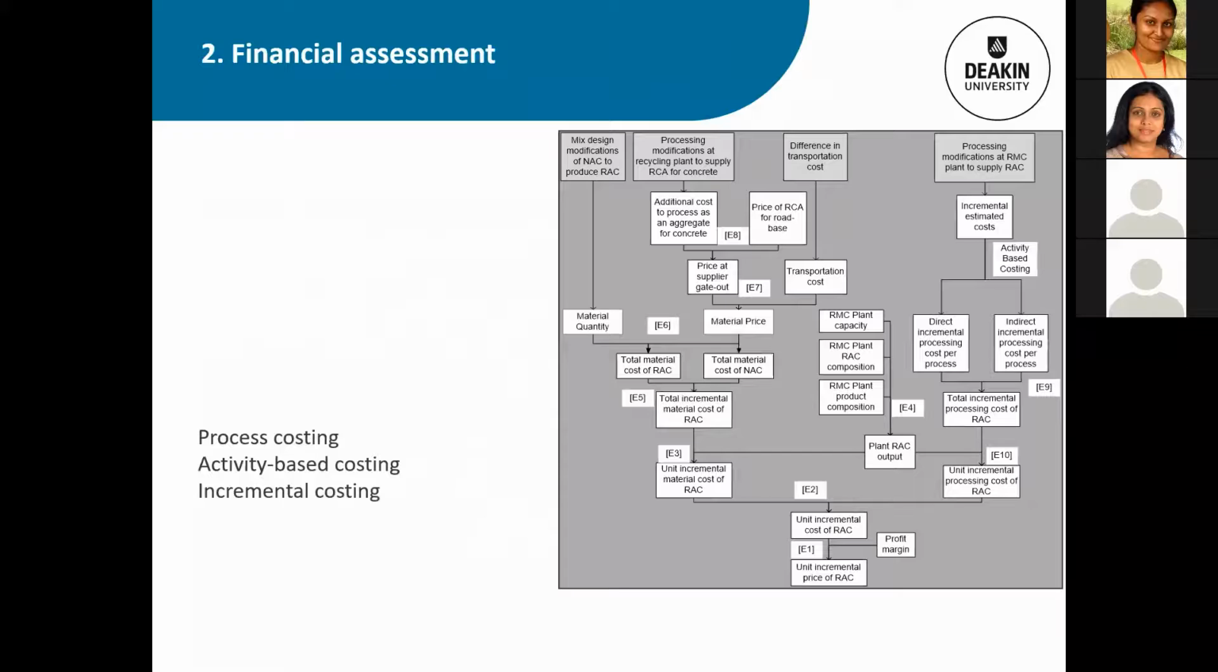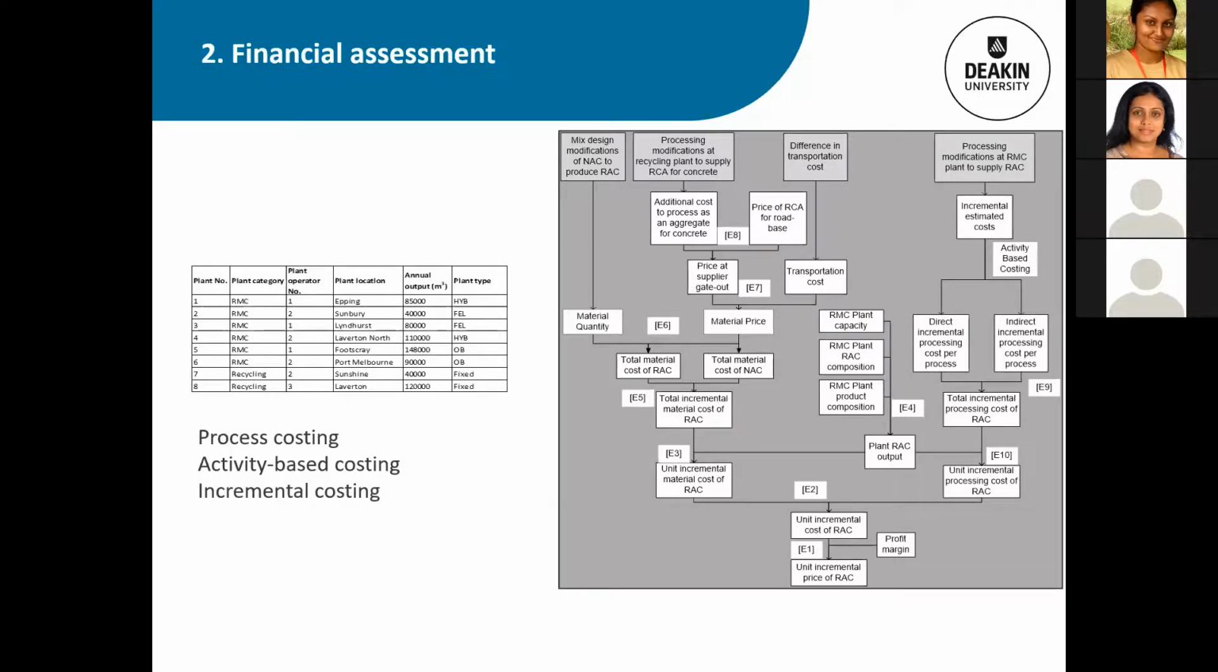So next was to basically perform the different types of assessments. Financial assessment was about mapping where would the cost increase. So the techniques that were needed were process costing, activity-based costing, and incremental costing. So this was basically the cost structure. I would not try to explain it. These were the plants considered.